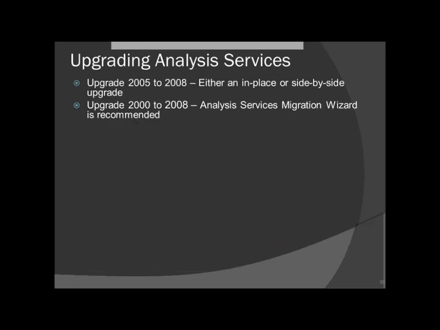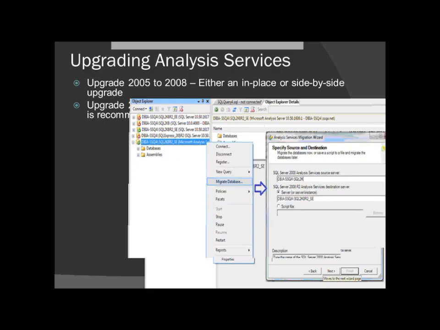Upgrading Analysis Services. We talked about the relational engine, and this is how these are available for 2005 to 2008. You could use the Analysis Services Migration Wizard. This migration wizard is available from your Object Explorer in Management Studio. Right click on your analysis instance and you could see Migrate Database, where you can choose which database you're going to migrate to the Analysis Services instance. So that's about Analysis Services.